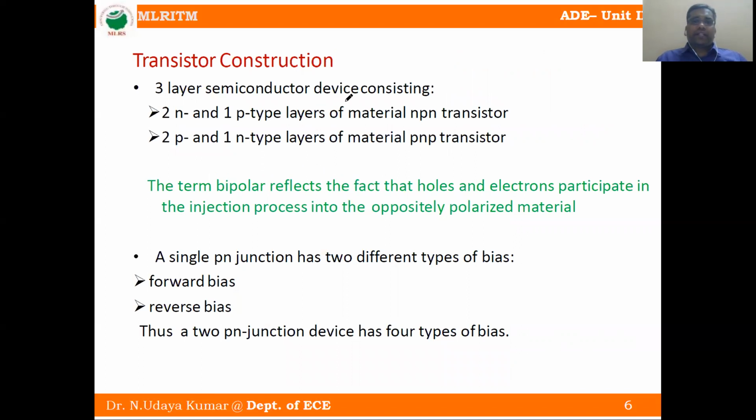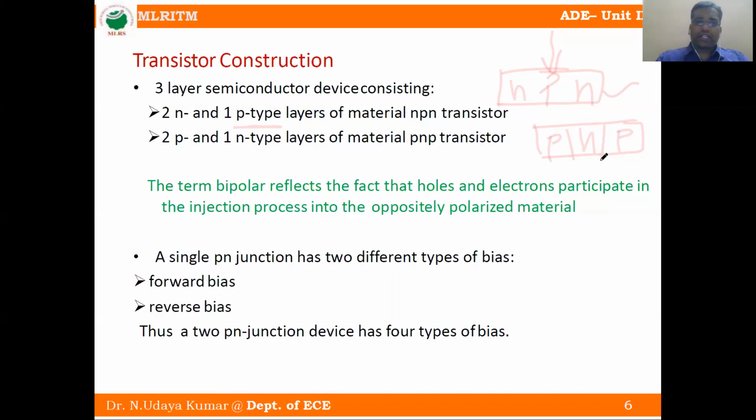So transistor construction, I just explained. It is a 3-layer semiconductor device consisting of 2 N layers and 1 P layer of material, which is the NPN transistor. That means 2 layers, this one is N and this one is N, and 1 P type layer sandwiched in between. We call it NPN. Similarly, 2 P layers, this one is P and this is the other layer, with N type material sandwiched in between.